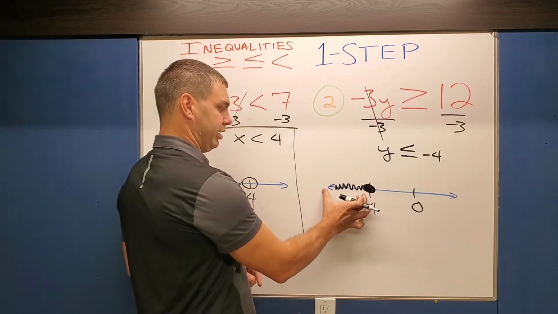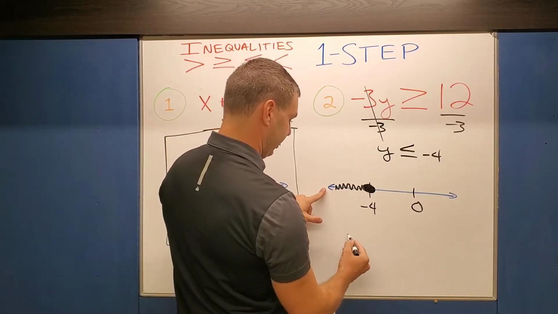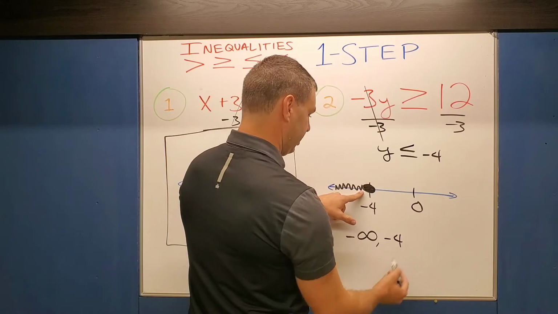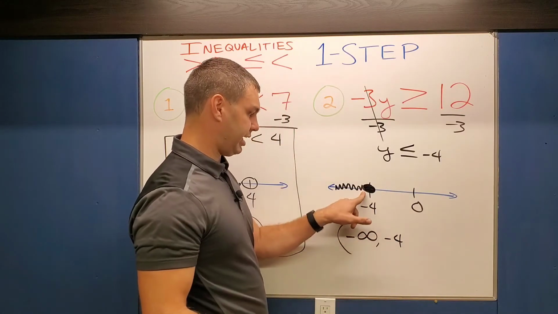All right, again, we need to write our interval notation, which is a snapshot of this graph, or this shading. Again, starting here at negative infinity, reading it from left to right, it goes all the way till negative 4. And again, infinities, positive or negative, always get a parentheses, and then closed dots get a bracket.